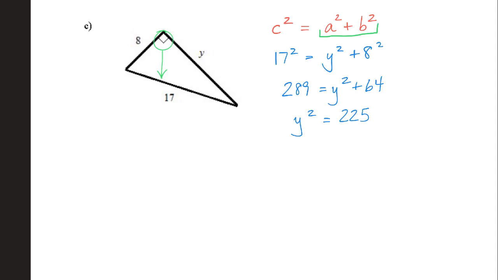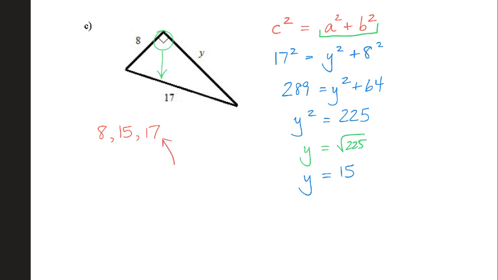Okay, how do I get rid of a squared? I have to take a square root. And so when I calculate the square root of 225, something interesting should pop up, that we should get 15. Now, this problem C should have just been an indicator of, are we comfortable using the Pythagorean theorem to find a missing side? But now that we did that, I want us to note that 8, 15, and 17 will form the sides of a right triangle.